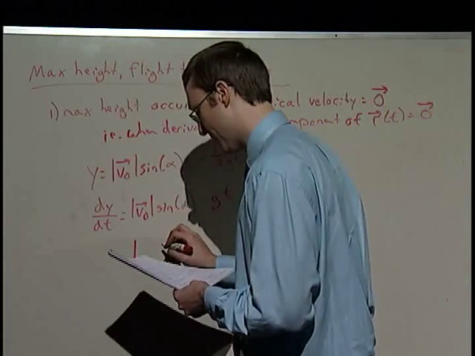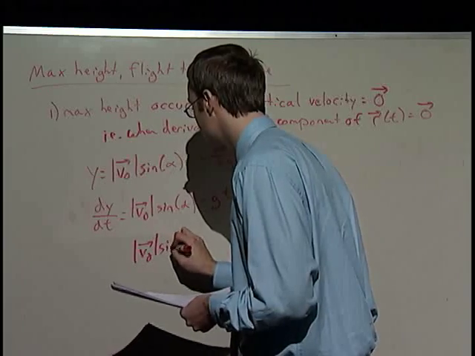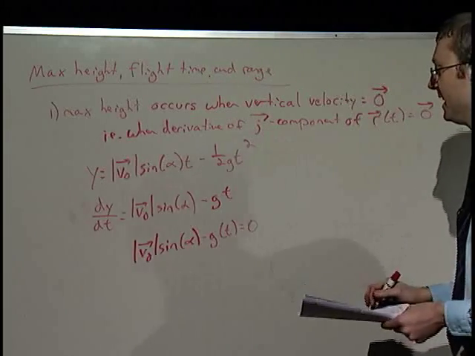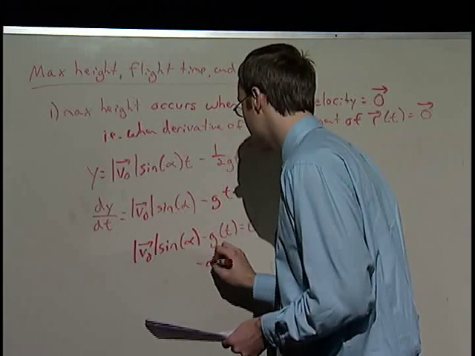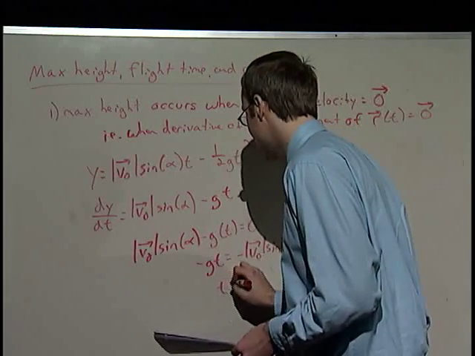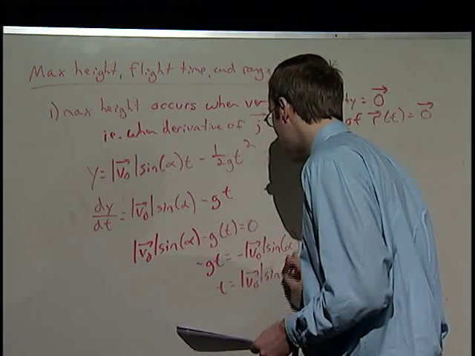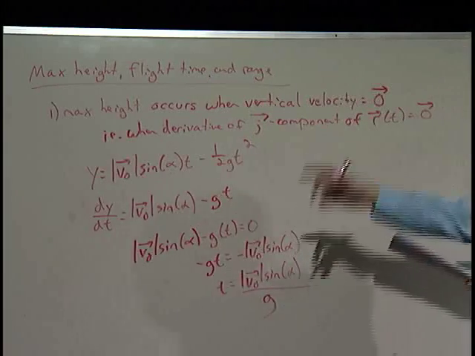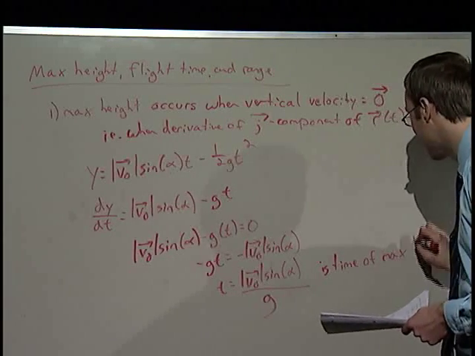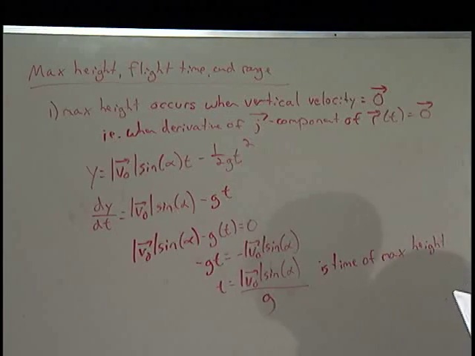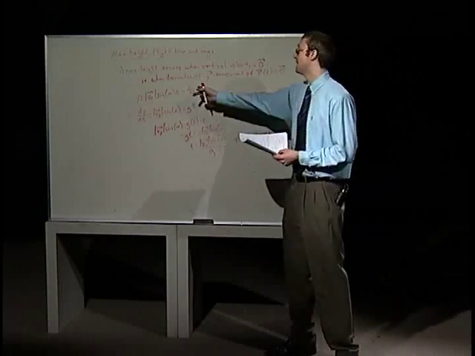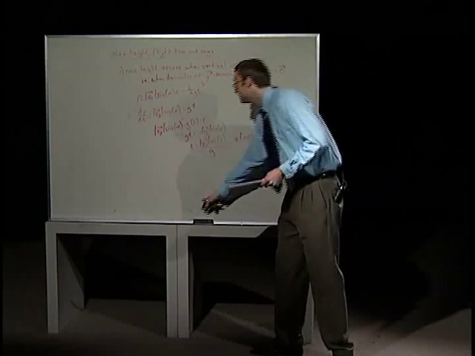Well, let's set that equal to 0. V naught sine alpha minus g t, set this equal to 0 and solve for t. So we get negative g t equals negative v naught sine alpha, so t is equal to v naught sine alpha over g. Well, that's a t value, so this is the time of the max height. But I care about the actual vertical distance of max height, not the time it occurs at. So I've got to plug this back into my original y equation to get a maximum vertical distance.